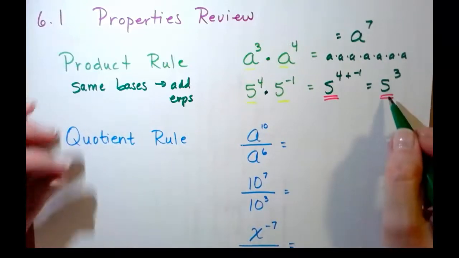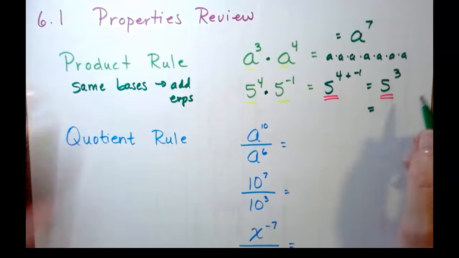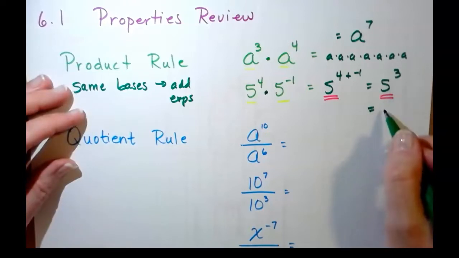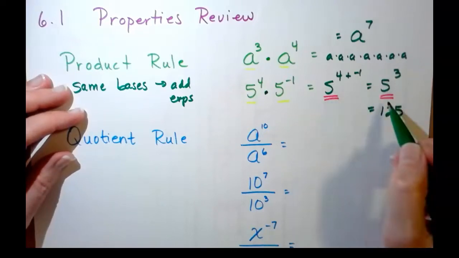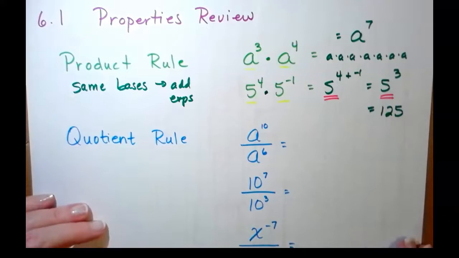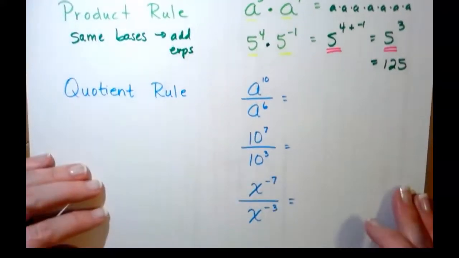Now, this one can be simplified if you are instructed to. 5 to the third is 5 times 5 times 5, which is 25 times 5, which is 125. But once again, the base does not change. That is the product rule.